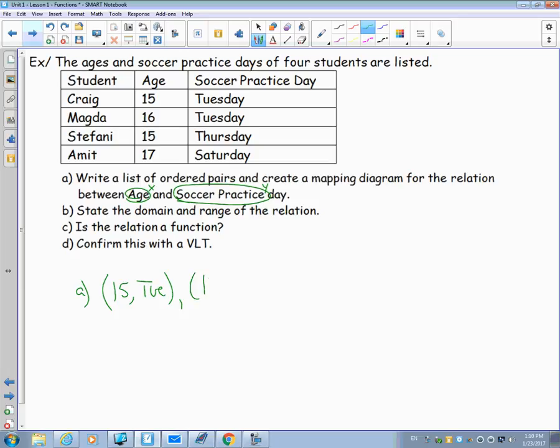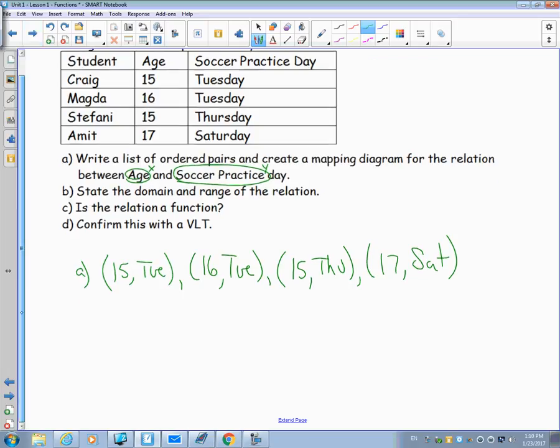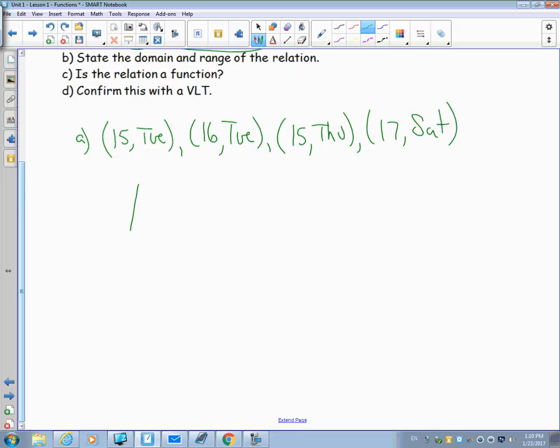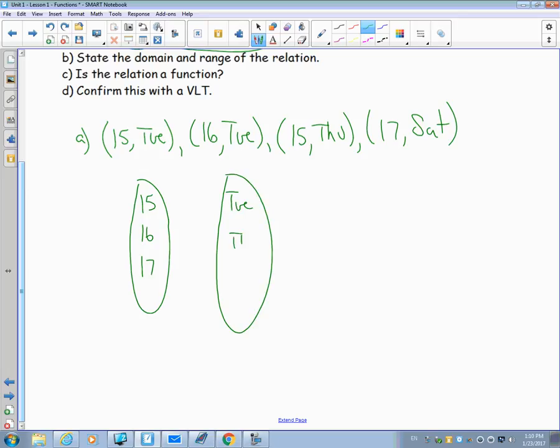We know 16-year-olds also practice on Tuesdays. We know 15-year-olds practice on Thursdays. And we know 17-year-olds practice on Saturdays. So I've got 4 sets of data. I've got 4 ordered pairs. I want to turn this into a mapping diagram. A mapping diagram takes your X's and it puts them in order. 15, 16, 17. And then your Y's, Tuesday, Thursday, and Saturday, also in order.